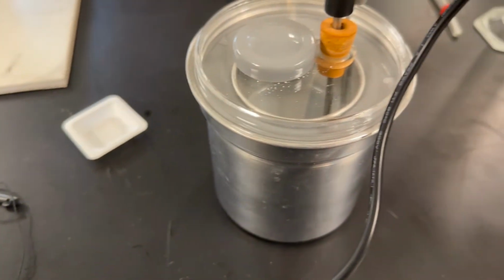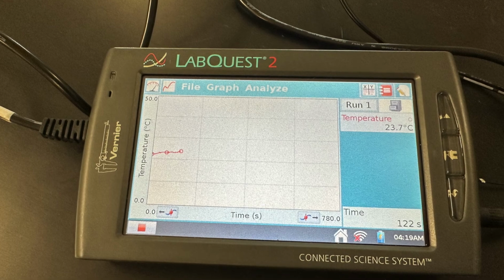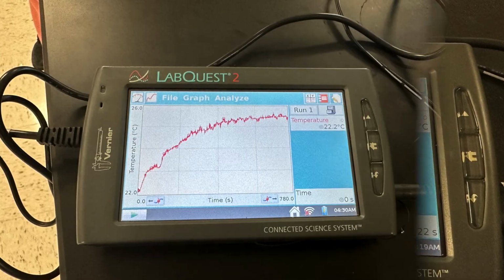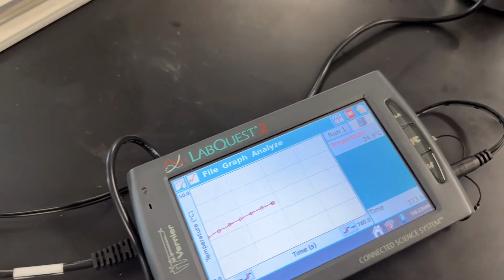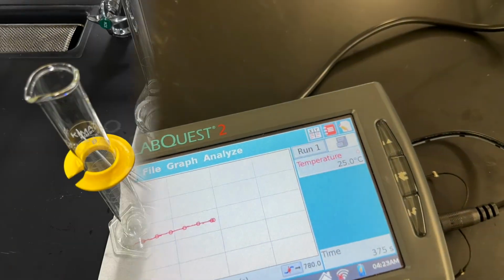And so the reaction is running. This one takes a bit as well. 13 minutes later, we finish with a final temperature of 25.4 degrees Celsius.